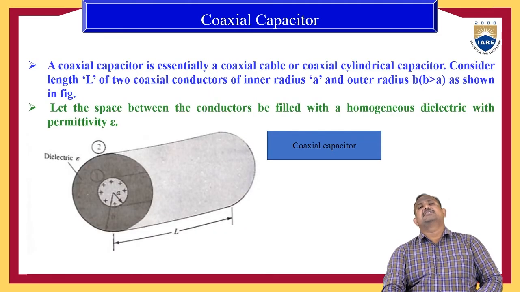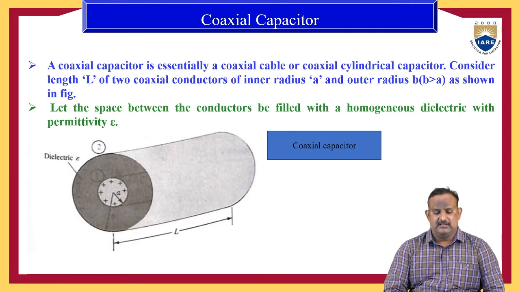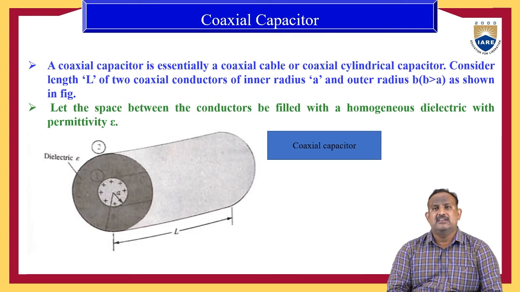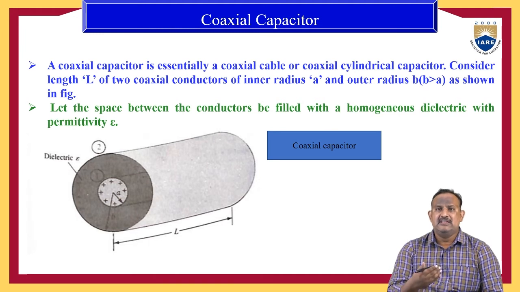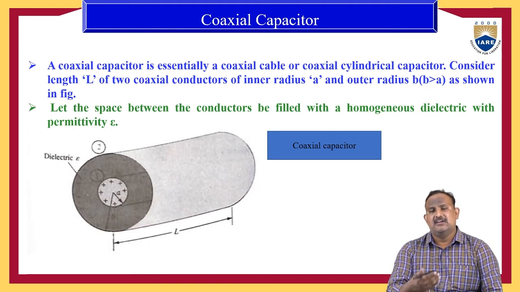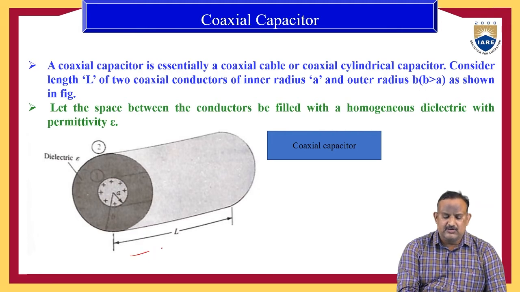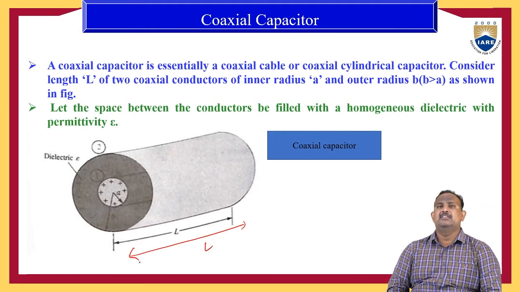Next we'll discuss the coaxial capacitor. A coaxial capacitor is just like a coaxial cable, which has two conductors, an inner conductor and an outer conductor. Let us assume the inner conductor has radius a and a positive charge, the outer conductor has radius b and a negative charge, and the length of the coaxial cable is L.